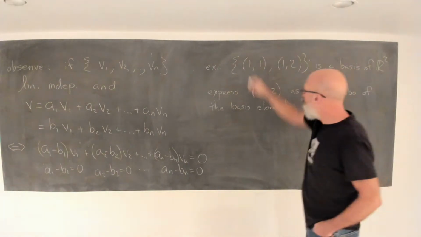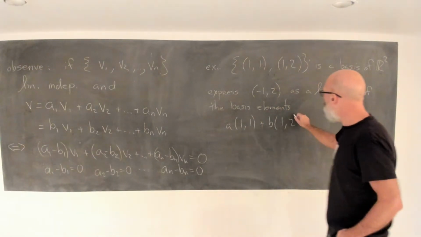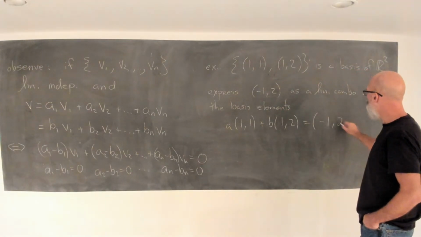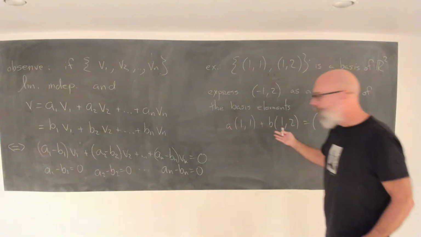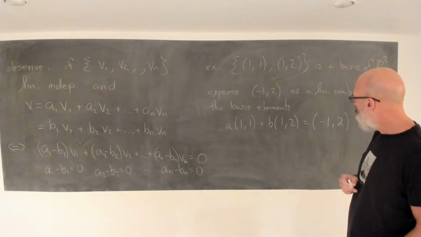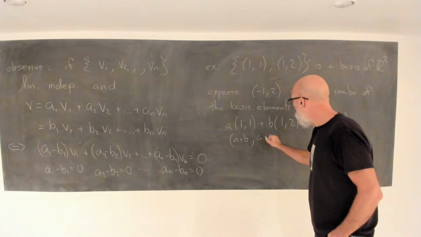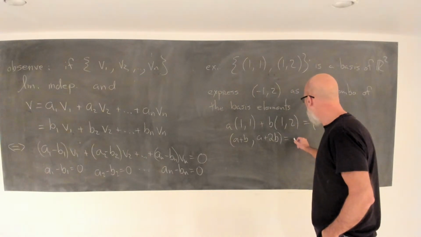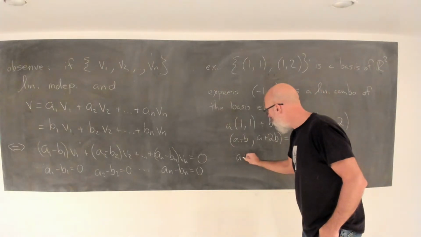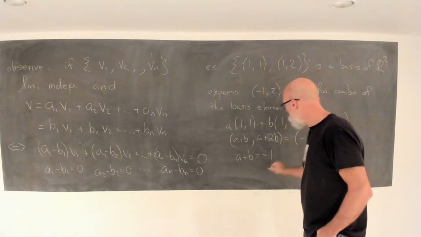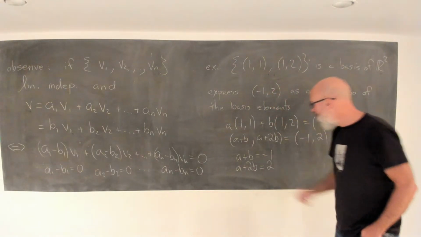Right, what do we want to do? We want a times the first one plus b times the second one to be equal to (-1, 2). So if you rewrite this left-hand side, this is a plus b and a plus 2b. And if these two vectors are the same, then their components must be the same. So a plus b is -1 and a plus 2b is 2.